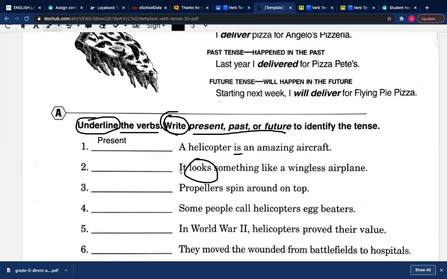If we were talking about it in third person with the it, okay? Right now it looks. Yesterday it looked. And then tomorrow it will look. Okay? So then that tells us that looks is also a present tense verb. Think about the subject itself. Is it first, second, or third person? Okay, it is third person.